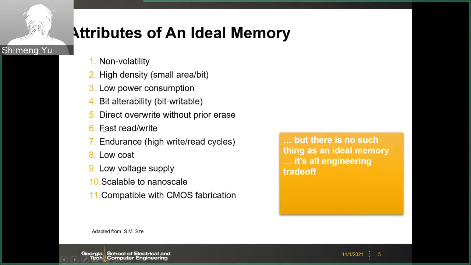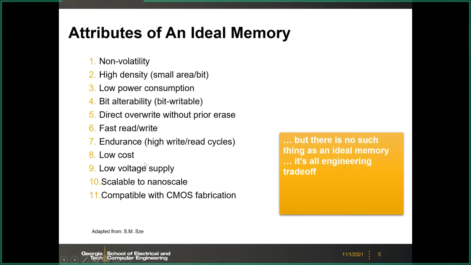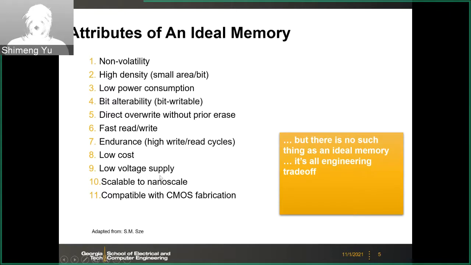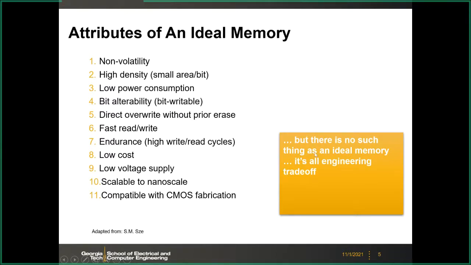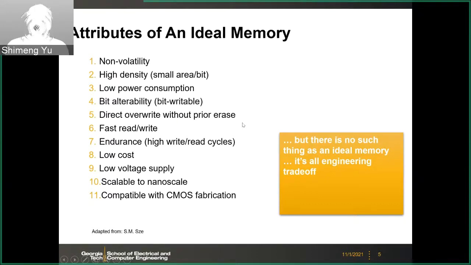And you want fast read and write, and high endurance. That means many cycles for the read or the write. And then no extra cost for the fabrication, no high voltage supply, compatible with your logic voltage supply, like below 1 volt, and scalable, compatible with the CMOS technology. There's no universal memory that can satisfy all the requirements at the same time. That's why we have this memory hierarchy, right? Different memories serve different levels in the hierarchy.